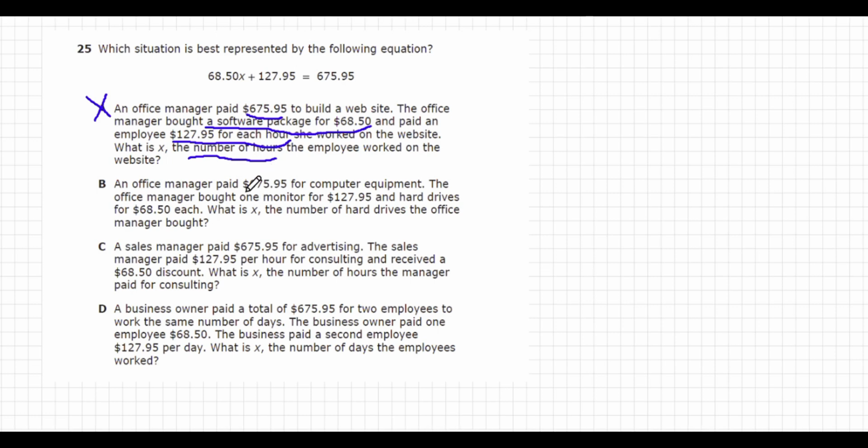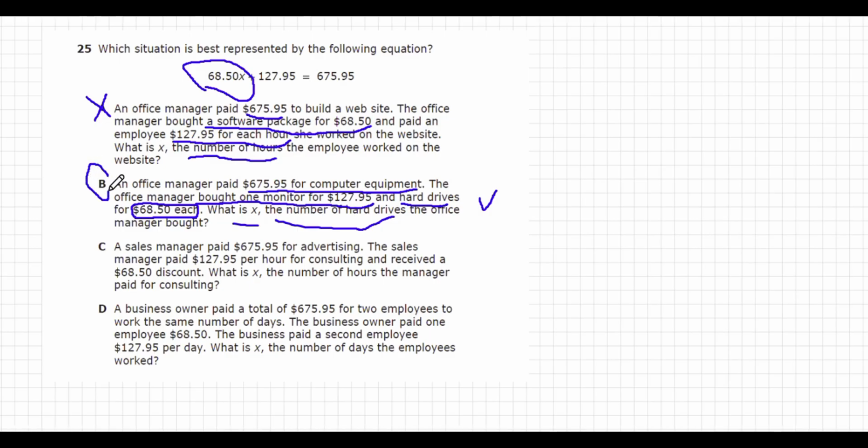Option B. An office manager paid $675.95 for computer equipment. The office manager bought one monitor for $127.95 and hard drives for $68.50 each. What is X, the number of hard drives the office manager bought? Notice the $68.50 each here, which means 68.50 times X. Option B is matching with the equation, therefore, B is the correct answer.